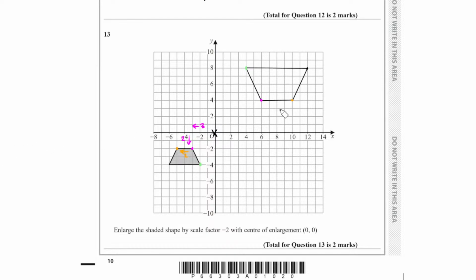But you see how not only is it naturally twice as big and also inverted, it's also, look at that distance, twice as far away from the centre of enlargement. So it's not just about the size of it, it's about the location as well. So up to you whether you want to use the lines where you cross through or if you want to count like I like to count.